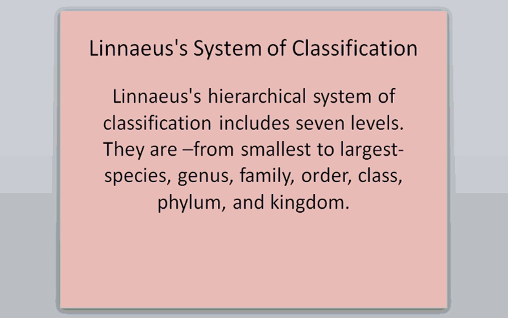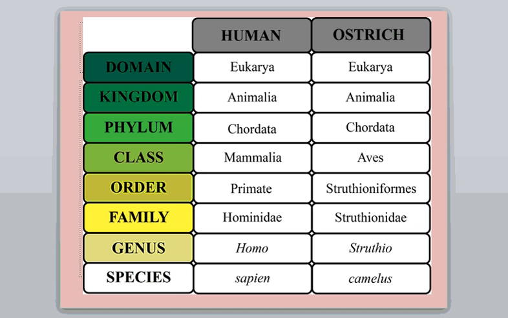Linnaeus's system of classification. Linnaeus made a hierarchy of classifications that includes 7 levels, from smallest or most specific to the broadest. We go species, genus, family, order, class, phylum, and kingdom. If we want to reverse that order and go from the broadest, the one that has the most organisms, to the one that has the least, we go kingdom, phylum, class, order, family, genus, species. Sorry about that. You can see that here on this chart.